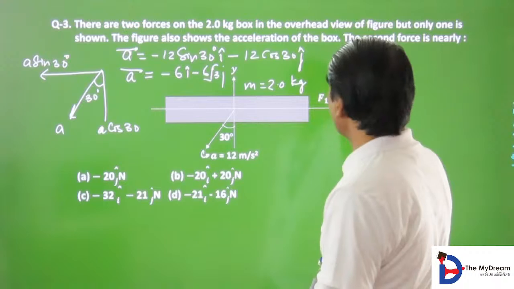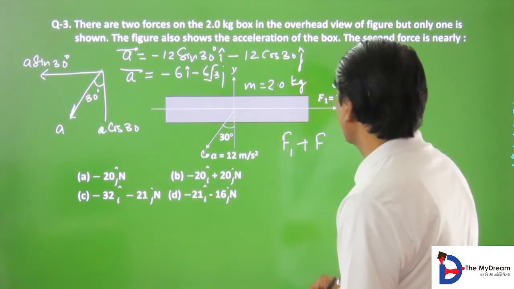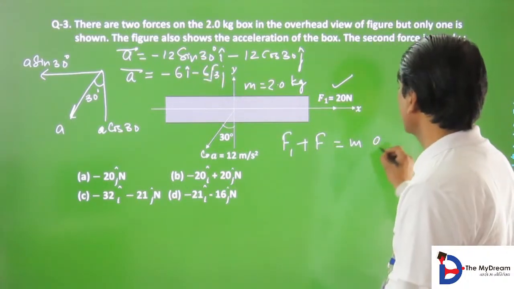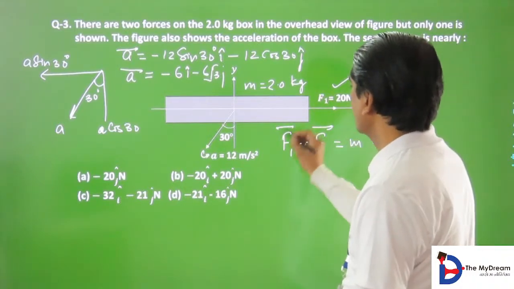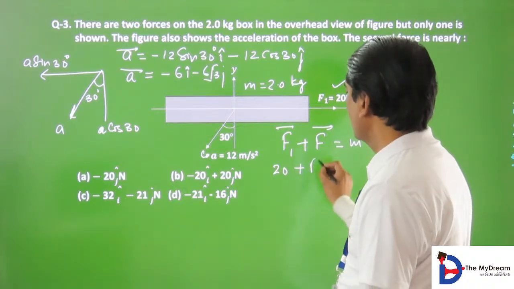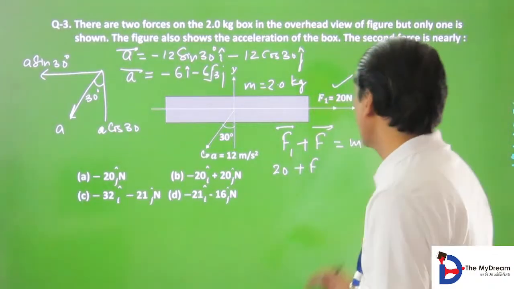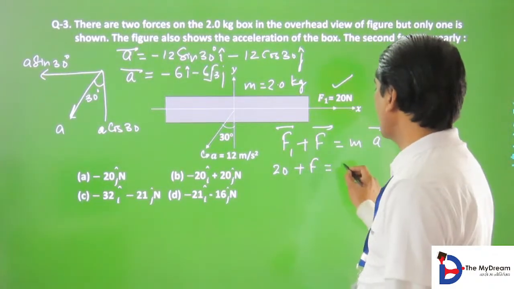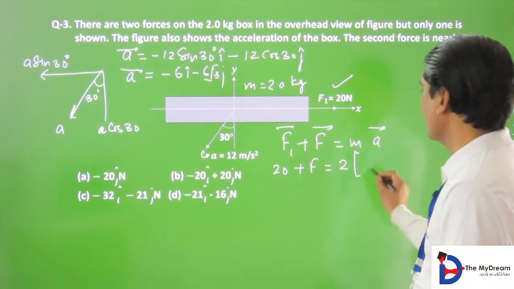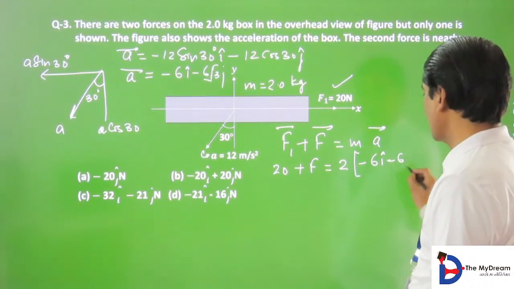So there are the two forces, one of them is F1, another one let it be F. F1 plus F is equal to mass into acceleration. You know the value of F1, that is 20. You didn't know the other force, which is here F. The value of mass is given to you. The mass of the box is 2. And the acceleration is minus 6i minus 6 root 3 j.